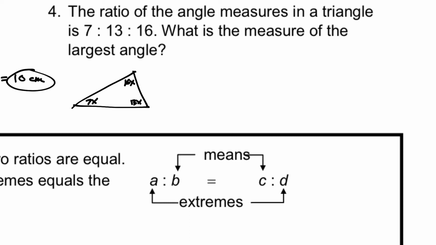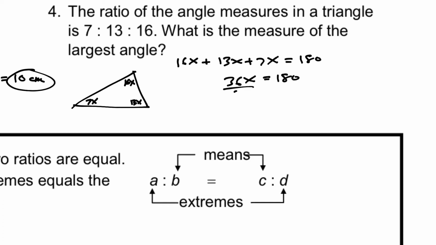All right, well then, what do I know about the measures of the angles inside of a triangle? Well, they have to add up to 180. So I'm going to add them up and set them equal to 180. So I've got 16x's plus 13x's plus 7x's equals 180. And then I'm going to add the x's together. I'll get 16 plus 13 plus 7, that's going to give me 36x's equal 180.